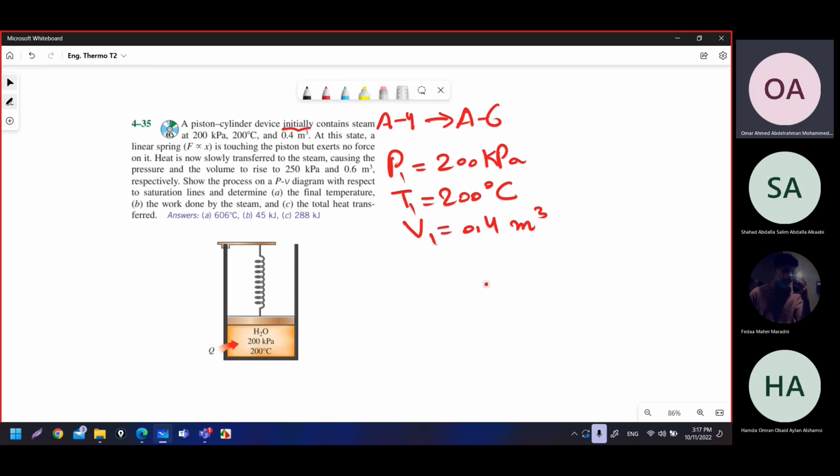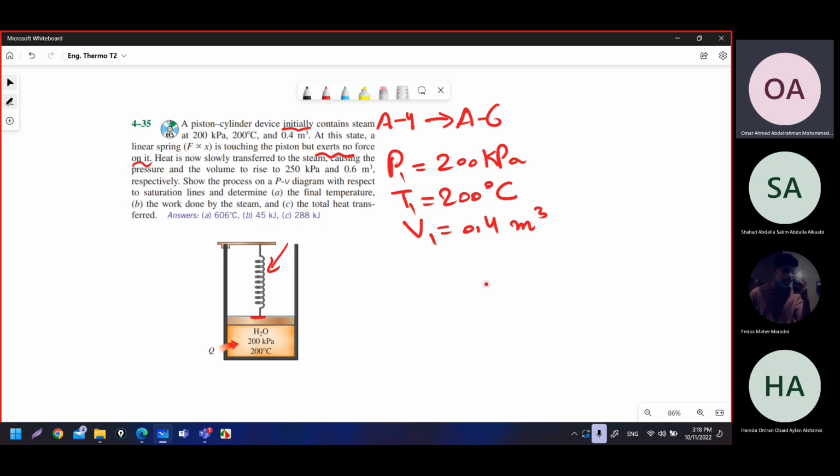At this state, we have a linear spring. A linear spring means it has a direct relation with the distance. When you increase the compression or the extension of the spring, the force increases also. It's touching the piston but exerts no force on it. So it is only touching the piston. It is not pushing or moving the piston anywhere.